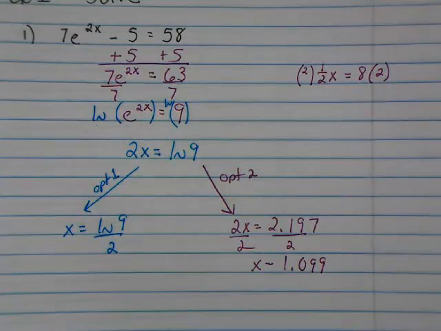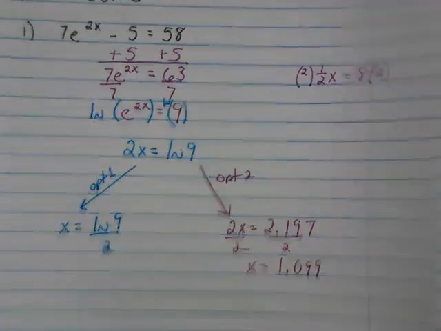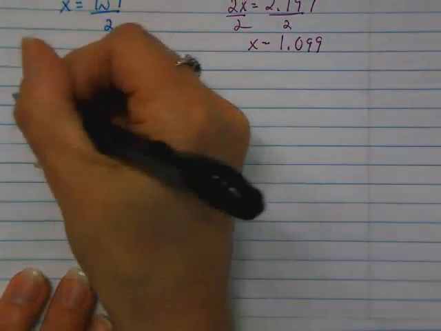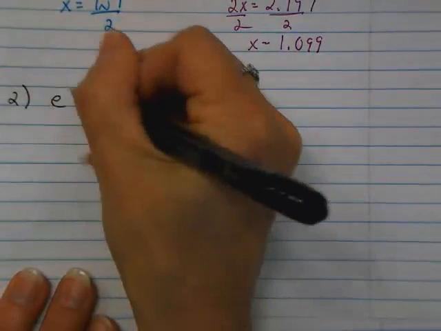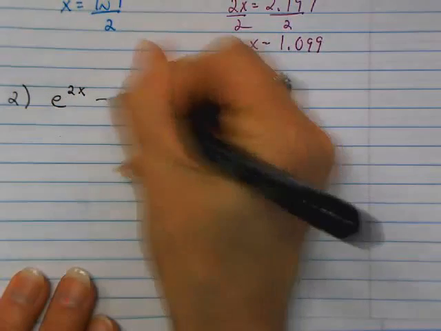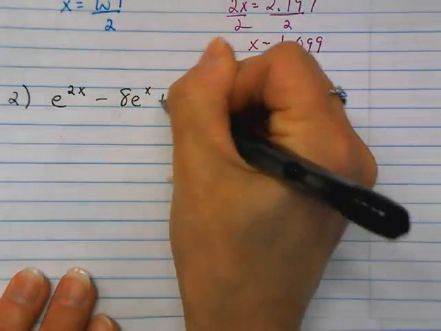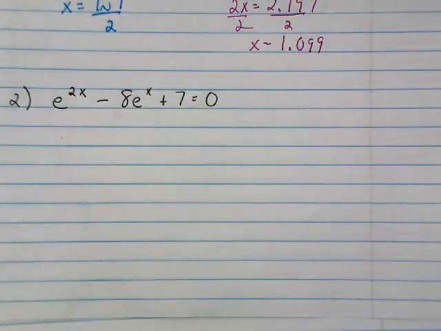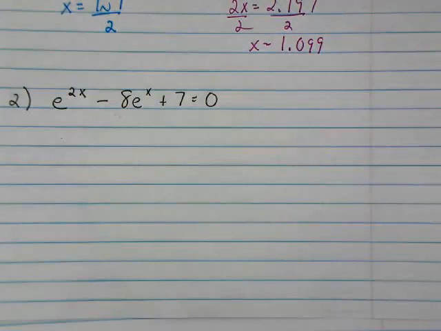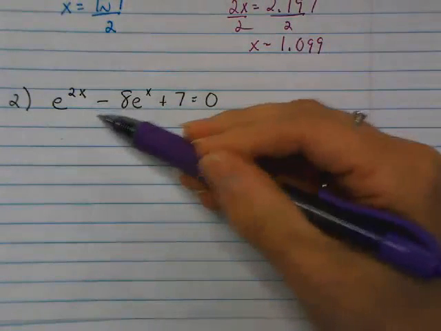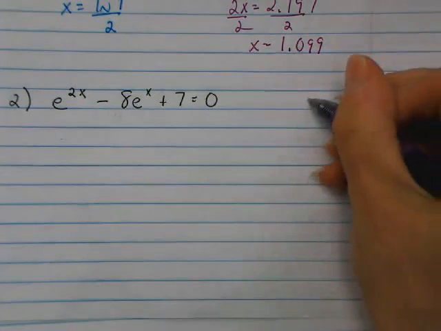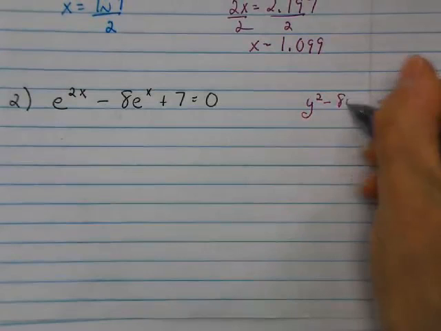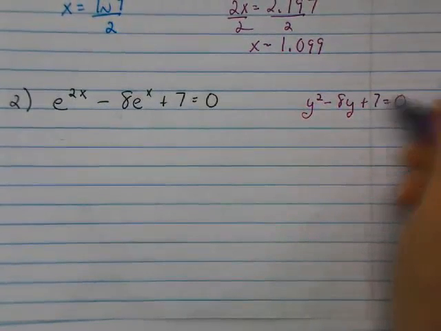Okay? Alright, the second equation we're going to look at is a little bit different. I have e to the 2x minus 8e to the x plus 7 equals 0. And at first glance, you're like, ooh, not so sure about this, Miss Hoffman. So what I want to do is come over here to the side and say, well, what if we just ignored the e's and the x's for a minute? What if I had y squared minus 8y plus 7 equals 0? What if I had given you that problem?